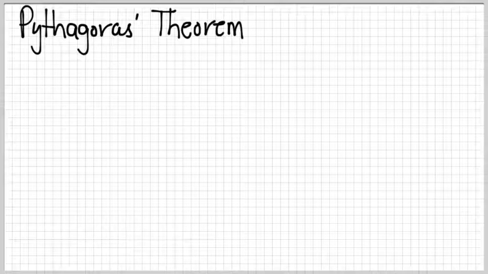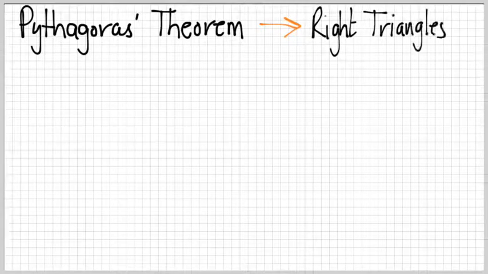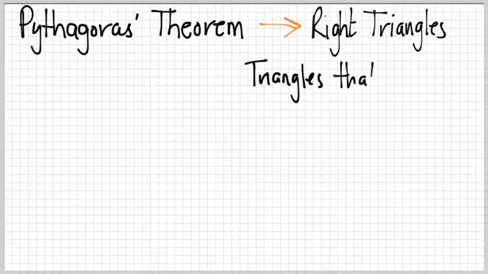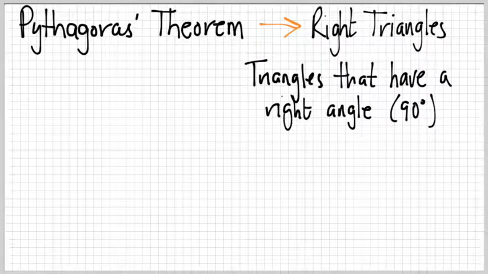Now, before we talk about Pythagoras Theorem, we have to talk about the scenario in which it works, and that is with right triangles, or sometimes referred to as right-angled triangles. Okay, so what is a right triangle? Well, probably not too unfamiliar. A right triangle is a triangle that has a right angle, or a 90-degree angle. Okay, that's what a right triangle is.